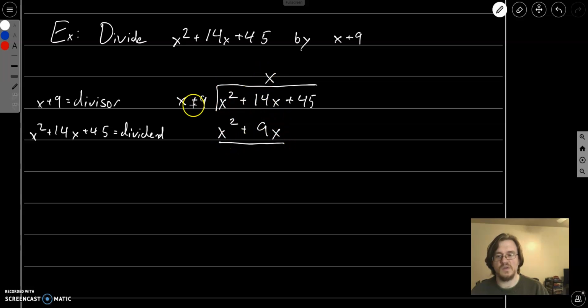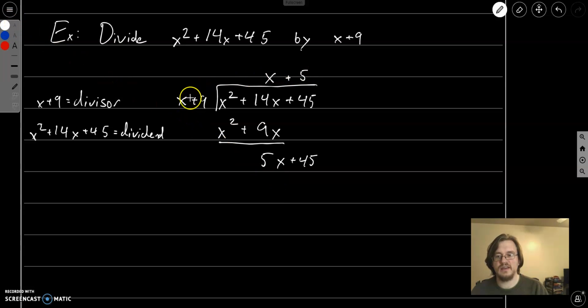So we divided, we multiply, and now we subtract. x squared minus x squared is 0. 14x minus 9x is 5x. So divide, multiply, subtract. The same order as last time. Then we bring down our last term. We go, how many times does x plus 9 go into 5x plus 45? And again, what we're going to focus on is just the first terms. So how many times does x go into 5x? 5 times. So that's our division.